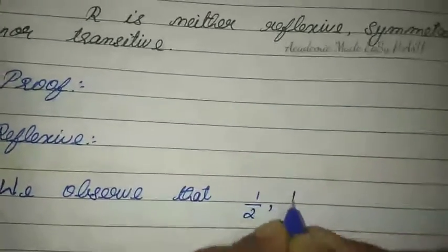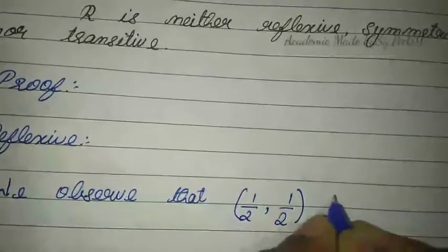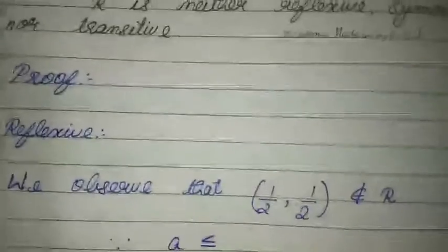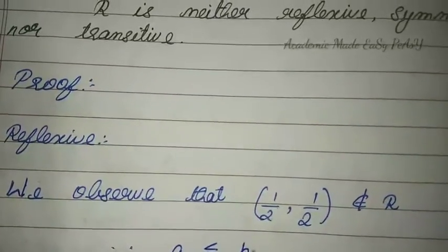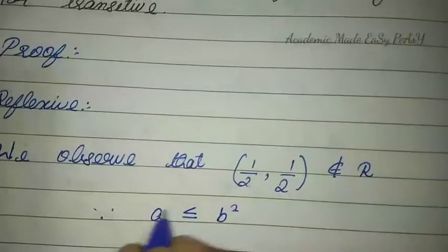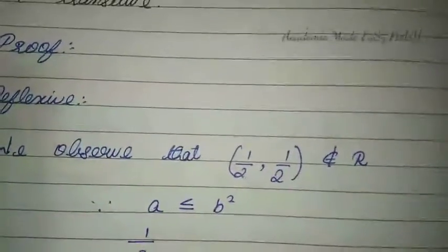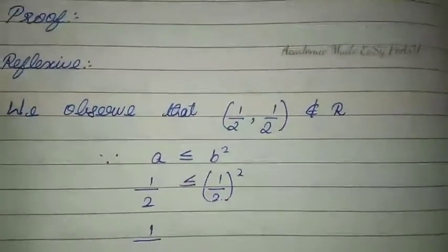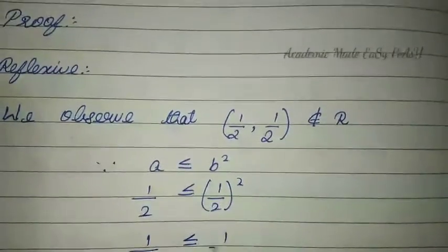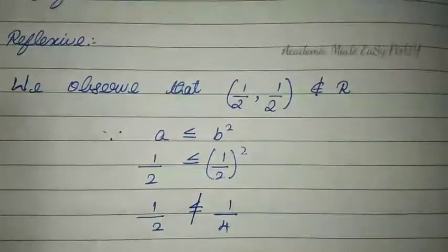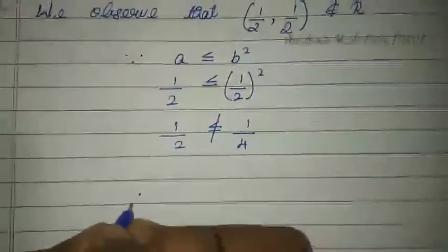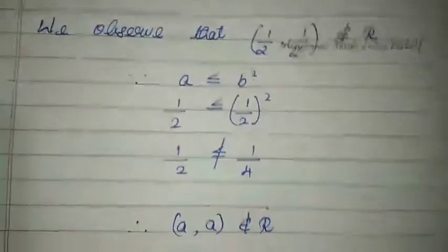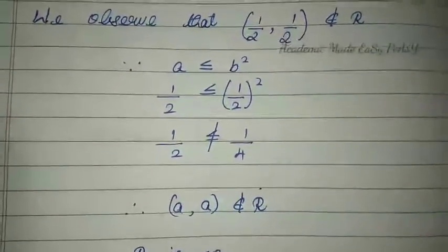Okay, we observe that (1 by 2, 1 by 2) does not belong to R since A less than or equal to B square, isn't it? That is the given condition. So A takes the value here and B. So 1 by 2 less than or equal to 1 by 2 the whole square. So 1 by 2 is less than or equal to 1 by 4, which is not true. So it is not correct. Therefore (A, A) does not belong to R. Write it: R is not reflexive.